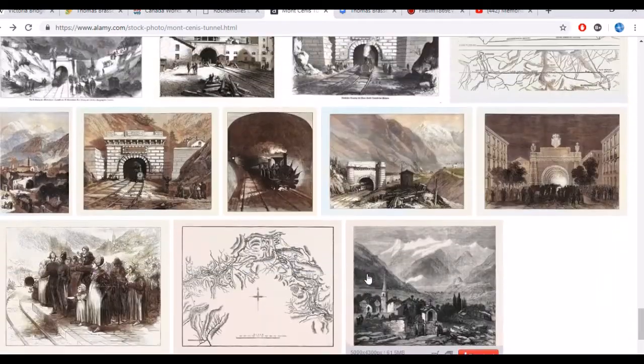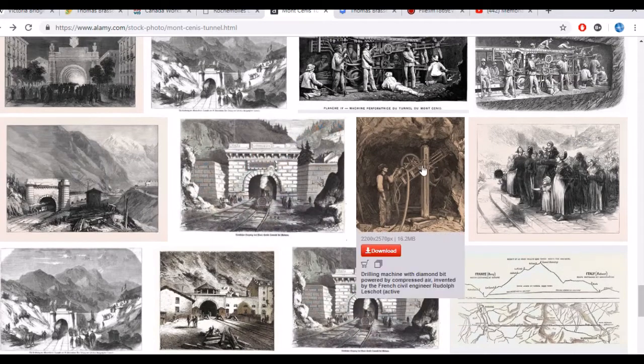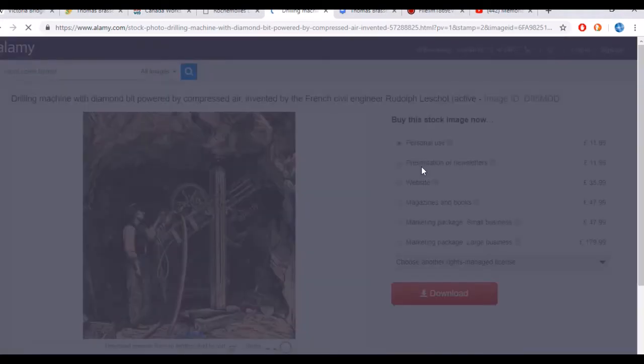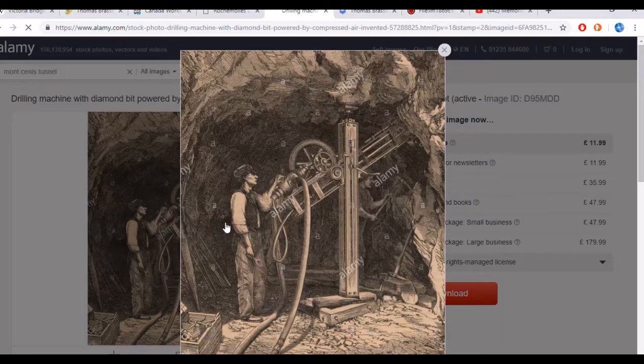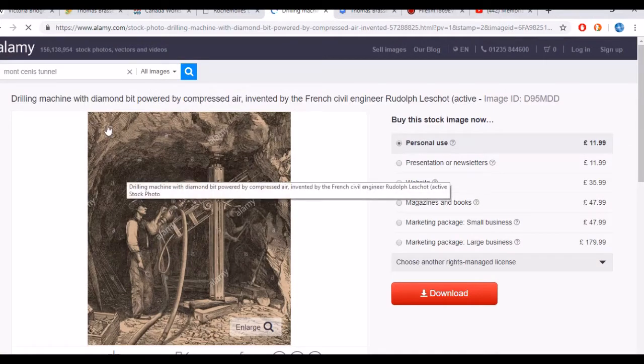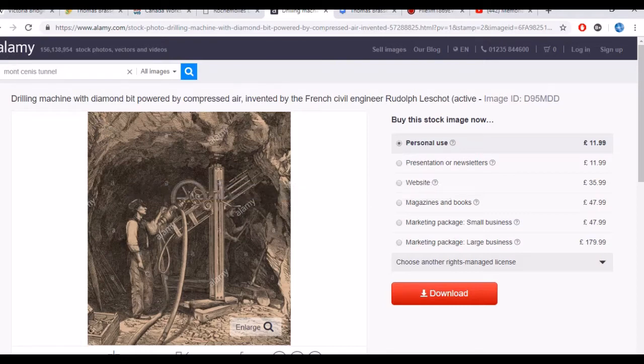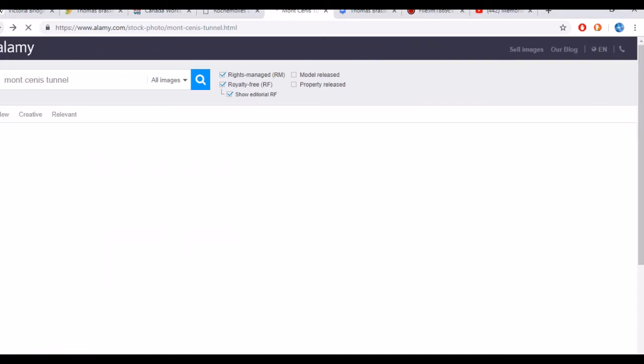Oh, what's that? Drilling machine with compressed air. So using compressed air, which probably they would have used some steam powered machinery to drive it through. Yeah. Okay.